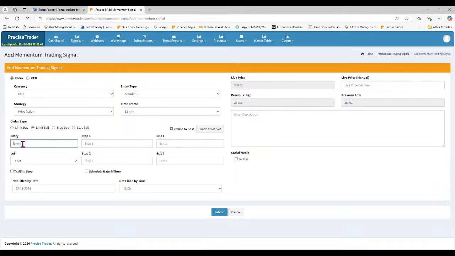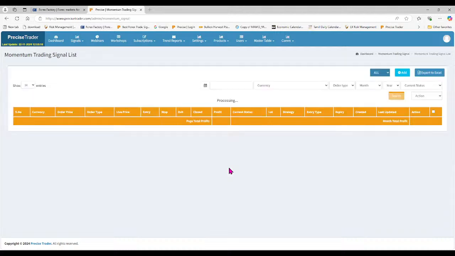We'll try to sell at 2688 half. 88 half, stop at 92, and TP is still the same, about 75. And the expiry, we'll give 2 hours. Okay, 2 hours. Please put in this trade. Let me also enter this trade.